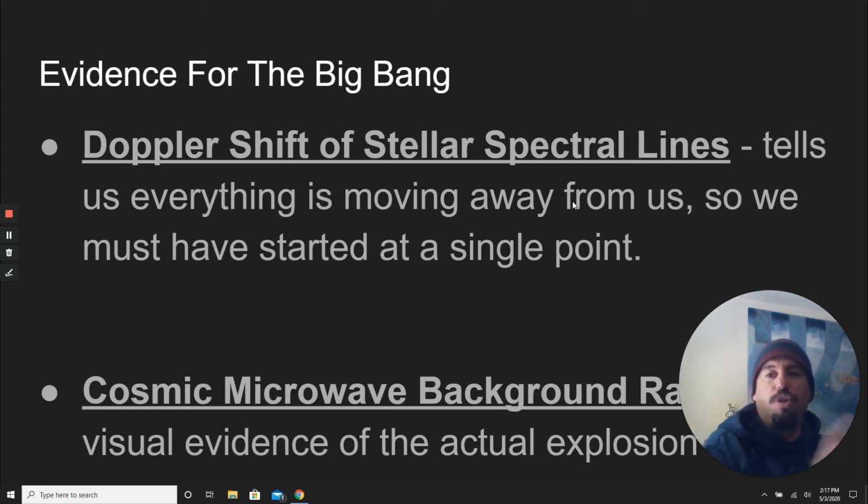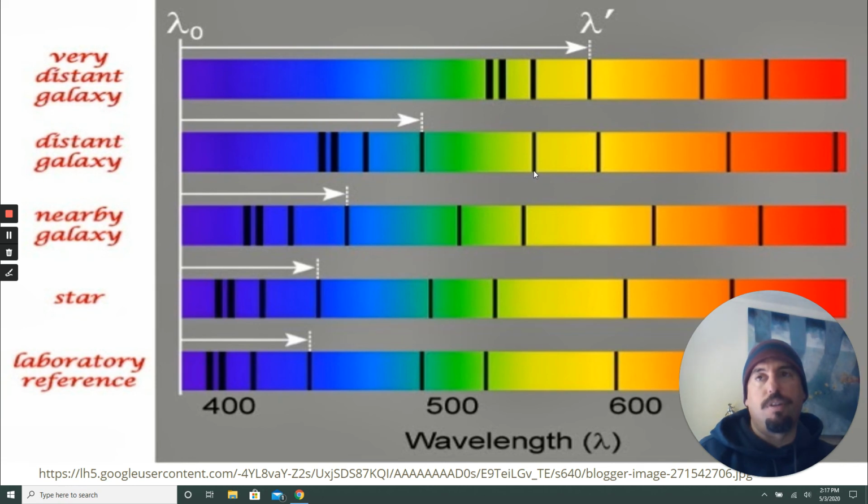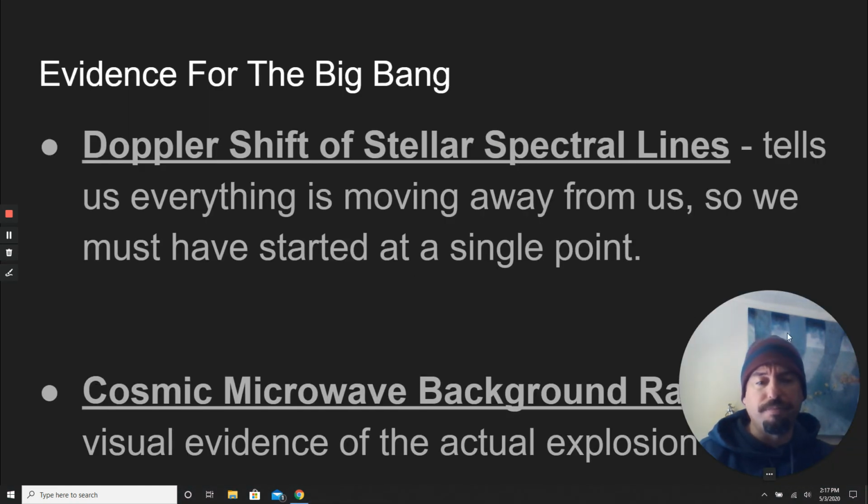So there are two sources of evidence for the Big Bang that we know the Big Bang exists. One is the Doppler shift of the spectral lines. It tells us everything is moving away from us. So we know it started off as this point. And as I said, we also know this is evidence for dark energy because the farther away ones are accelerating faster than the nearby ones.